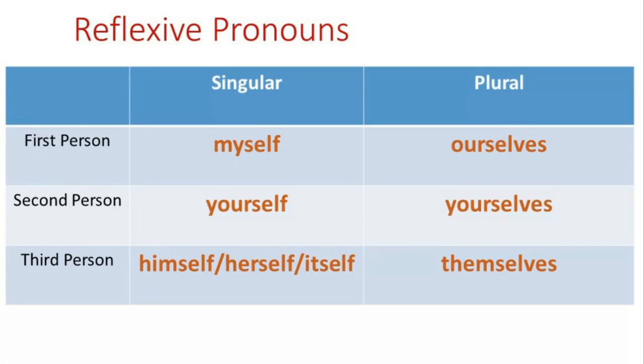Myself and ourselves refer to the speaker, that is the first person. Yourself and yourselves refer to the listener, that is the second person. Himself, herself, itself, or themselves in plural refer to the third person, that is the object or the person who is being spoken about. These words are called reflexive pronouns. They have a special use in a sentence. Let us first see why they are called reflexive pronouns.